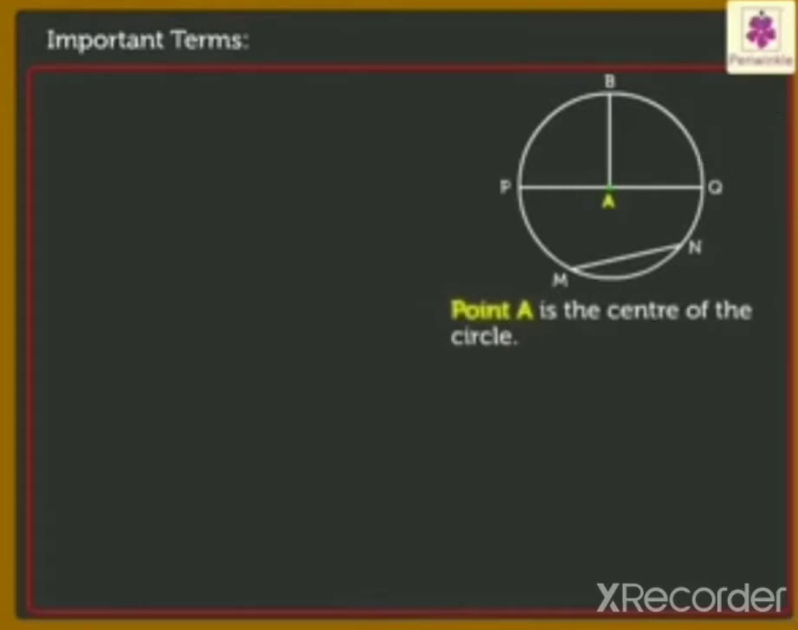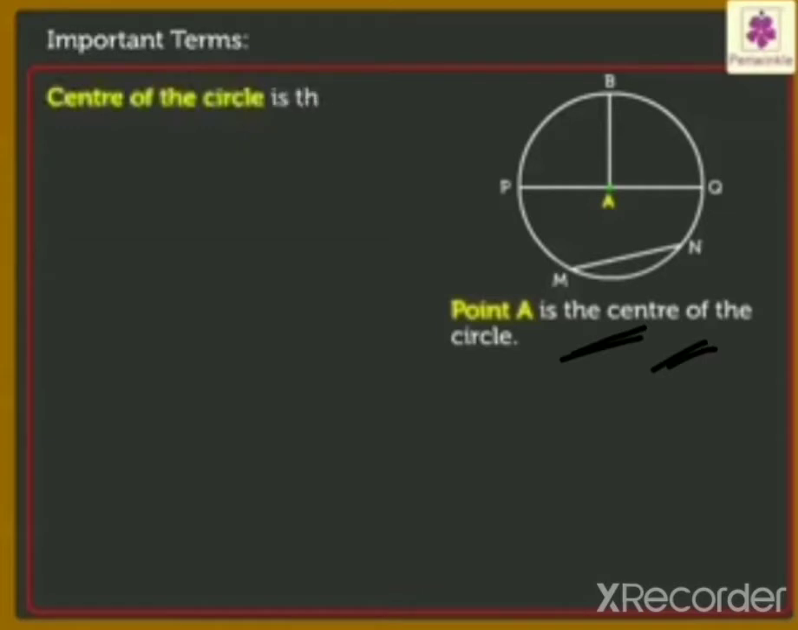Now you can see in this figure a circle is drawn. First is center of the circle. You can see point A. Okay, is the center of circle. Point A, which is represented by yellow color. Okay, that point A is center of this circle.